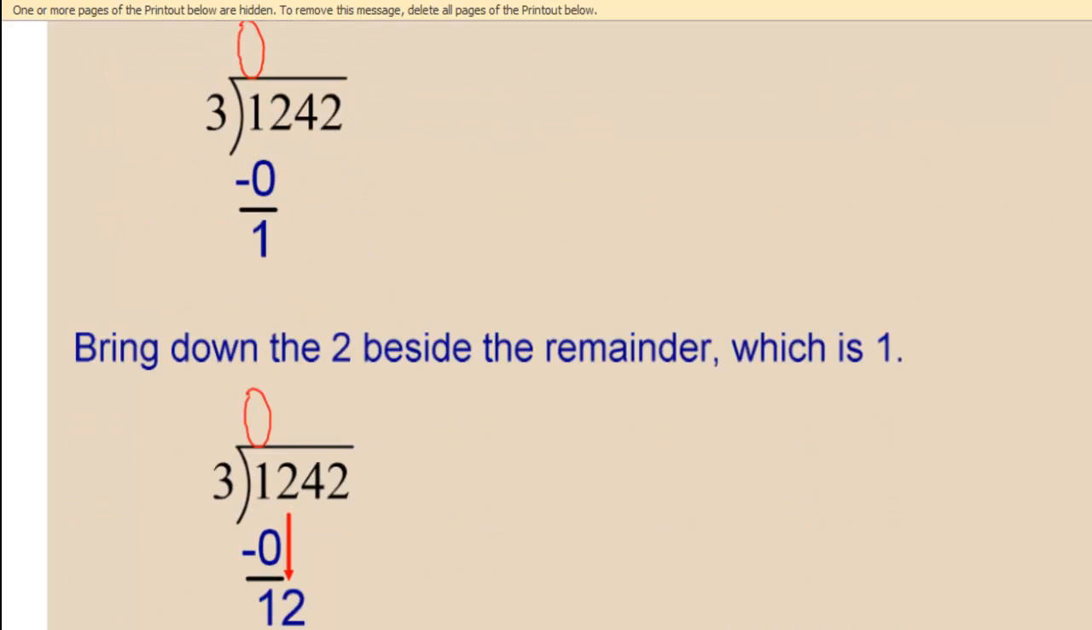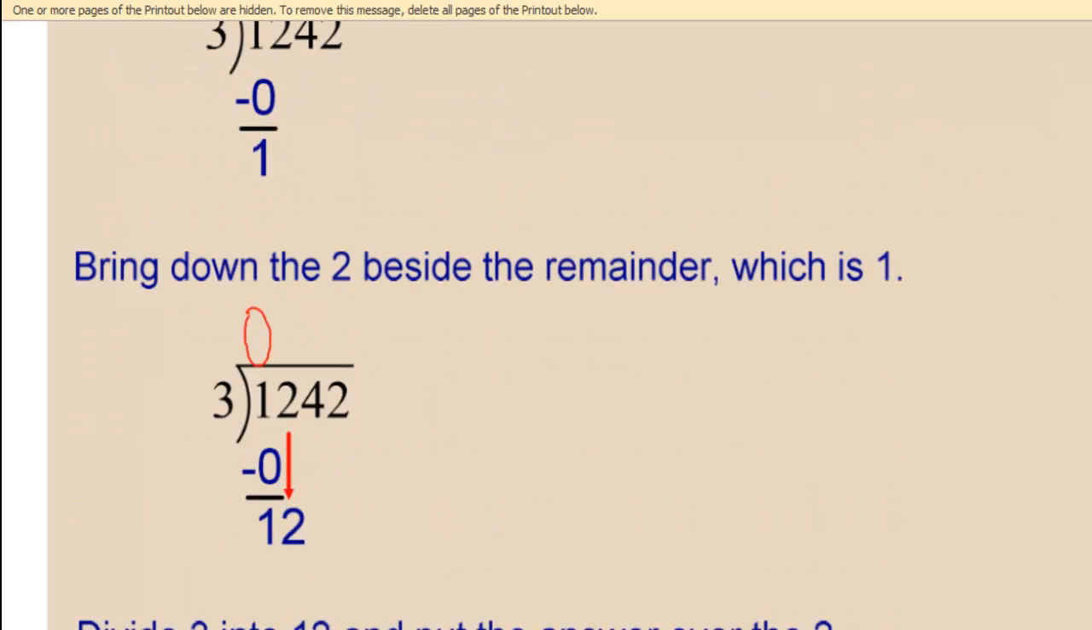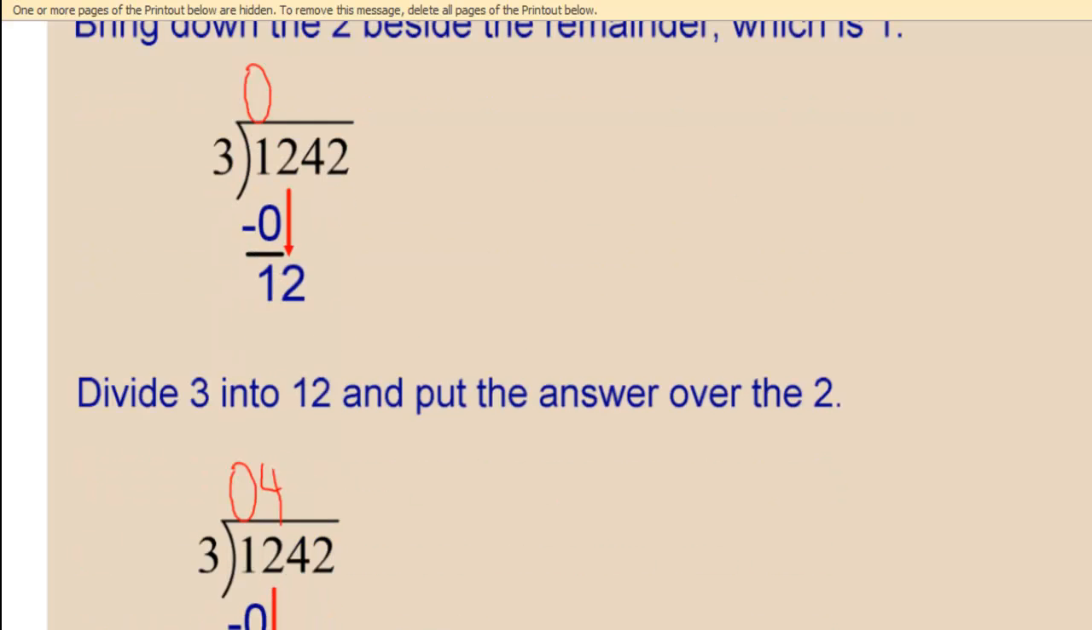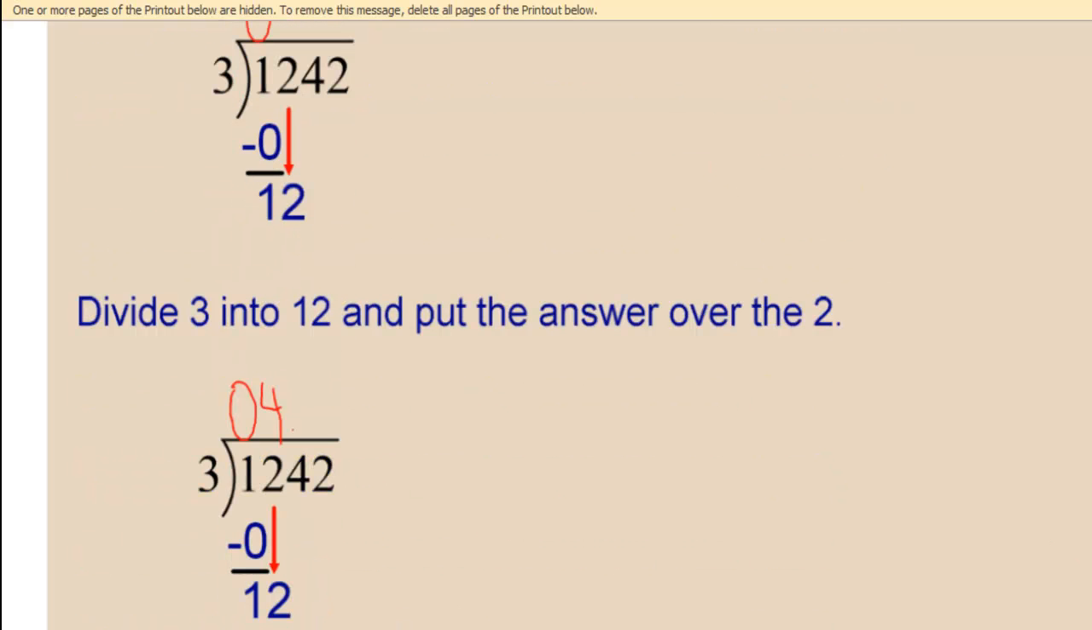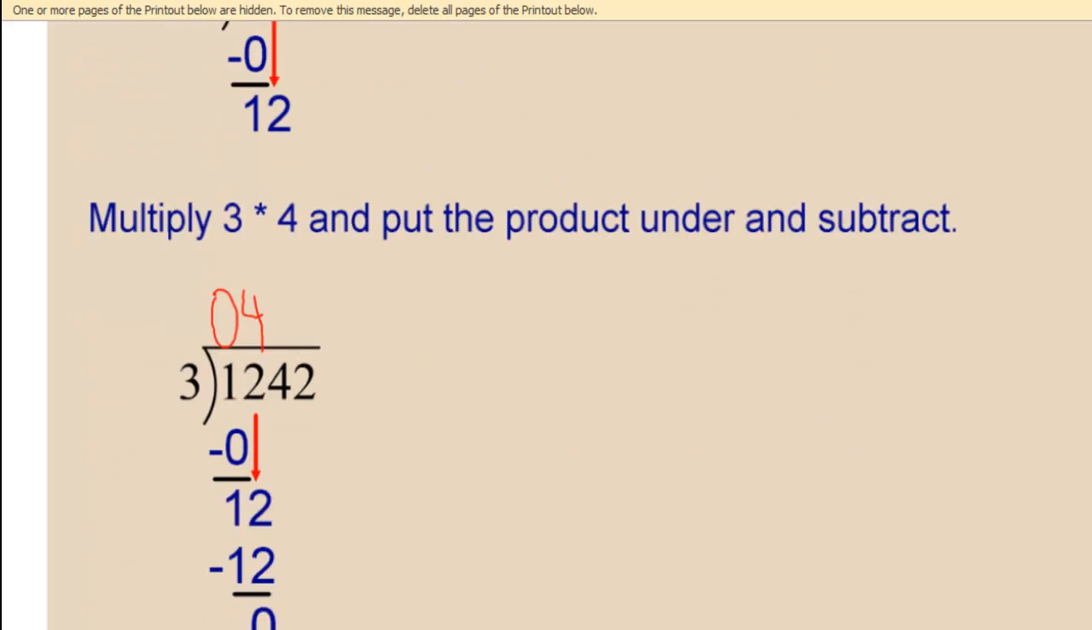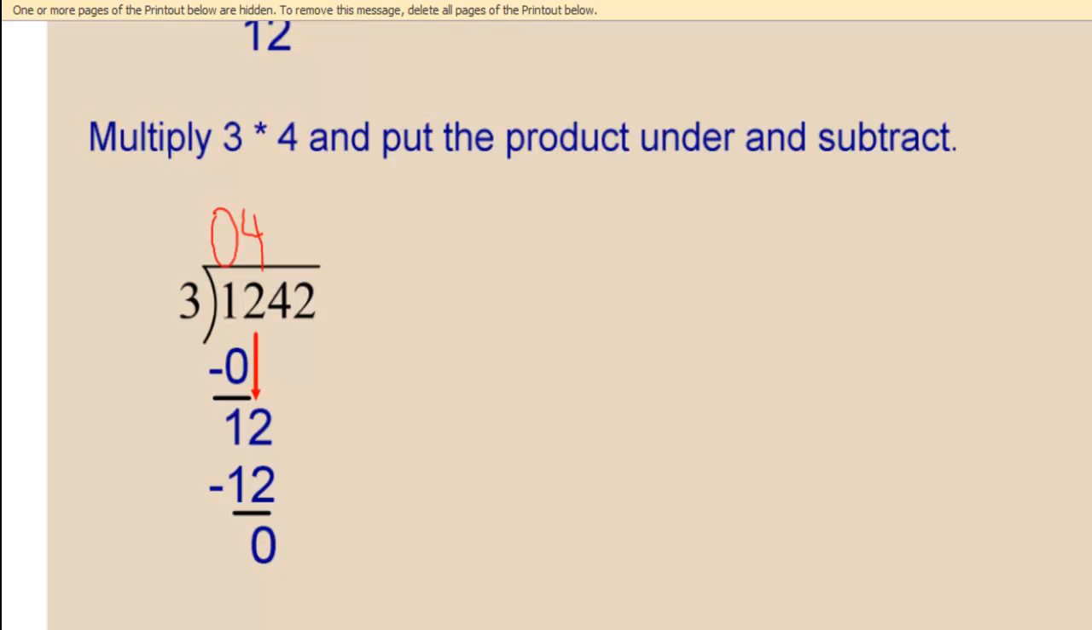Next, I'm going to bring that 2 down and keep everything lined up. So in other words, the 2 is directly underneath the 2 when I bring it down. Now I have 3 divided into 12, which of course is going to go 4 times. And I want to make sure that I put the 4 on top of the 2 to keep everything lined up. So now I'm going to multiply 3 times 4 to get 12. And I subtract that 12 to see what remainder I have, which of course is 0.